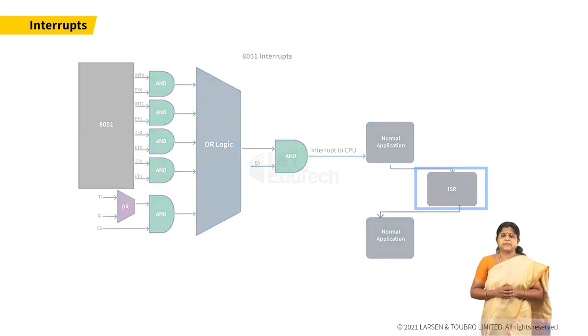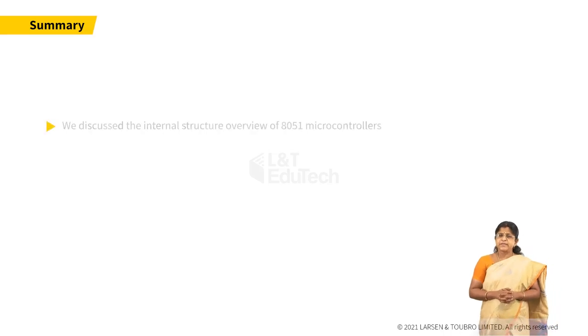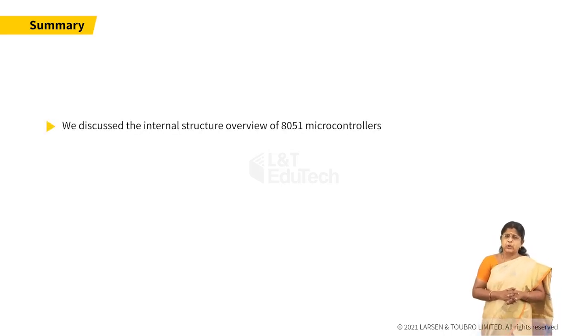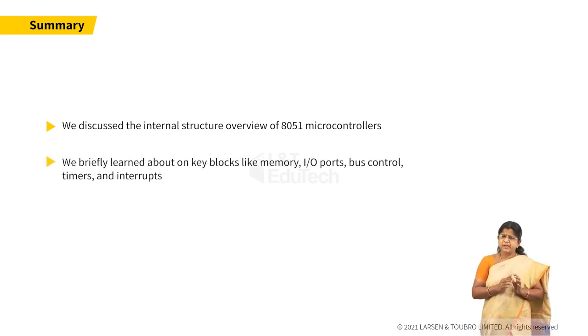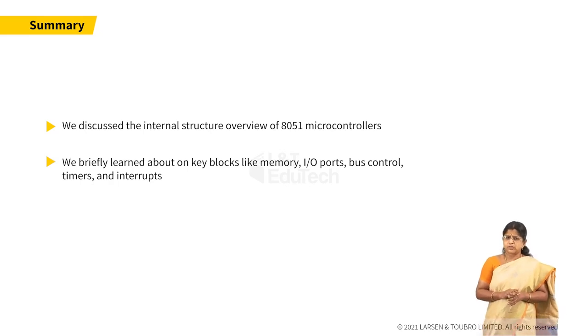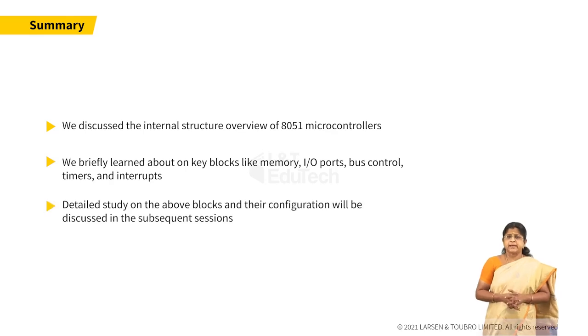To summarize, we discussed the internal structure overview of the 8051 microcontroller. We had a brief learning on the key blocks like memory, I/O ports, bus control, timers and interrupts. Detailed study on the above blocks and their configuration will be discussed in the subsequent sessions. With this introduction on 8051, let us continue with the pin diagram and functional diagram in the later sessions.